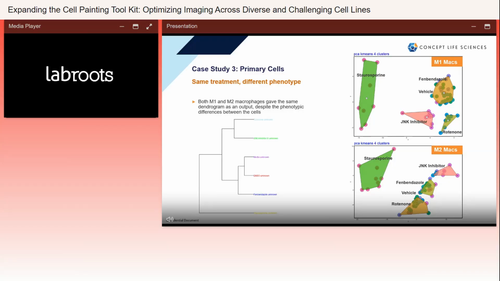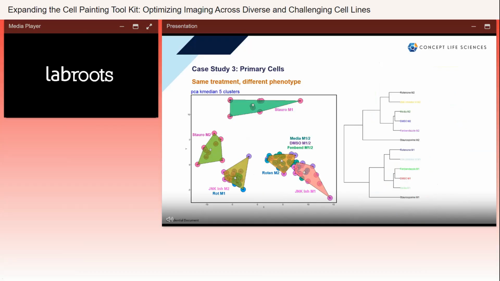However, in this case, the groupings are a lot more fluid and less well defined. There's a merging of both the control groups into the rotenone wells, with only the JNK inhibitor able to be clearly separated. And this gives us an indication that although these cells are the same lineage, they do exhibit different phenotypes in response to the same challenge.